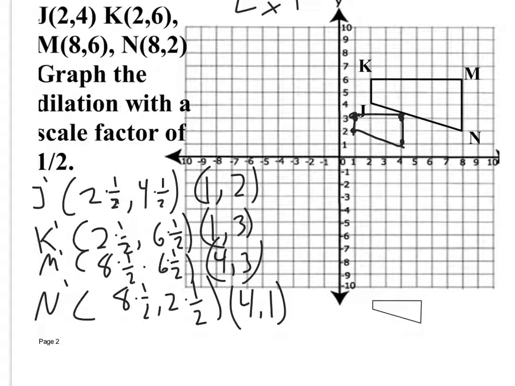Right? And it's the same shape. It's the same direction. The only thing that changes is it's much smaller. Okay, any questions on how to do that?